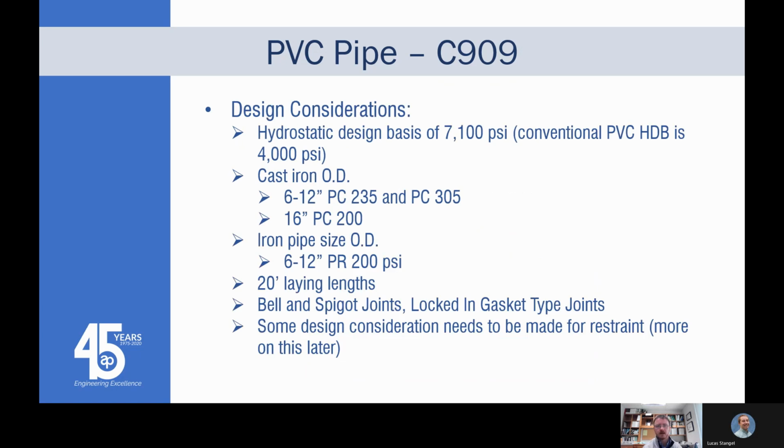Here we go to the next slide. So the hydrostatic design basis, the pressure rating, what it can take, is higher than conventional PVC. It has the same cast iron OD, so in order to get that, you've got a thinner wall. And standard 20-foot laying length, just like C900, bell and spigot joints.